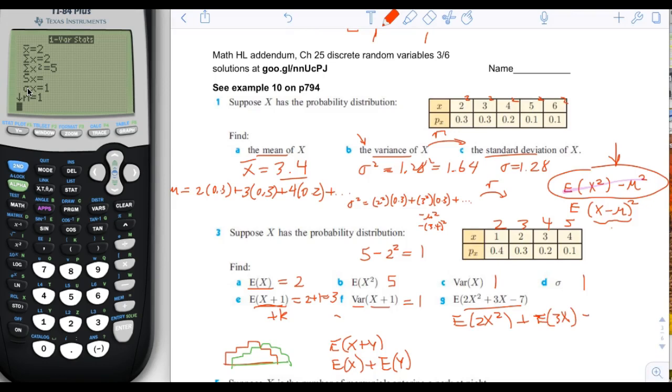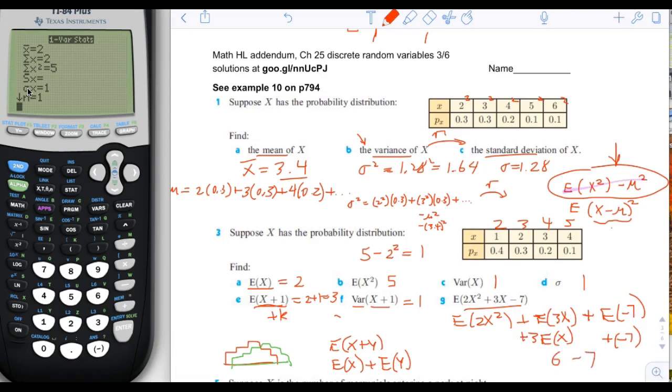And some of these are trivial, okay? The expected value, if you always get -7, what's the expected value? It's -7. So this last one is just -7. The expected value of 3x is the same thing as 3 times the expected value of x. What's the expected value of x? The expected value of x is 2. So it would be 3 times 2, or 6.